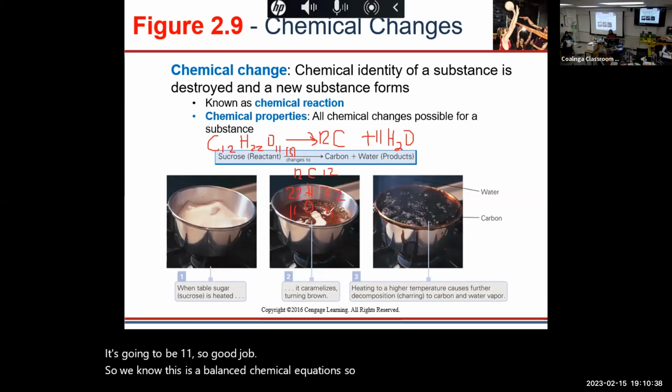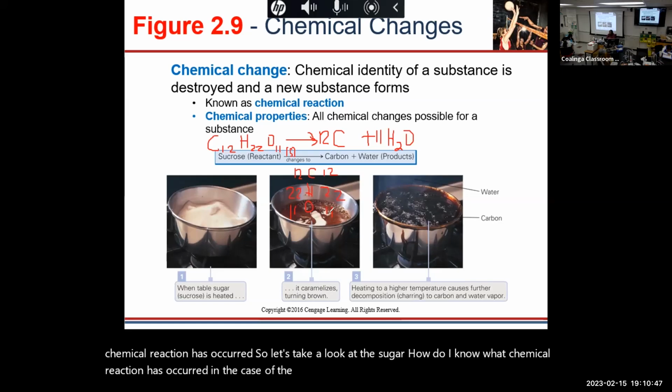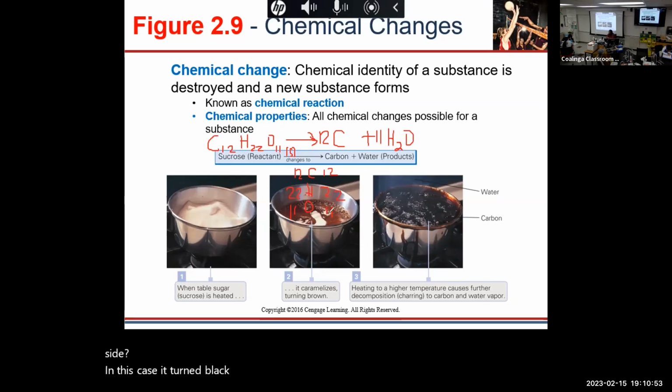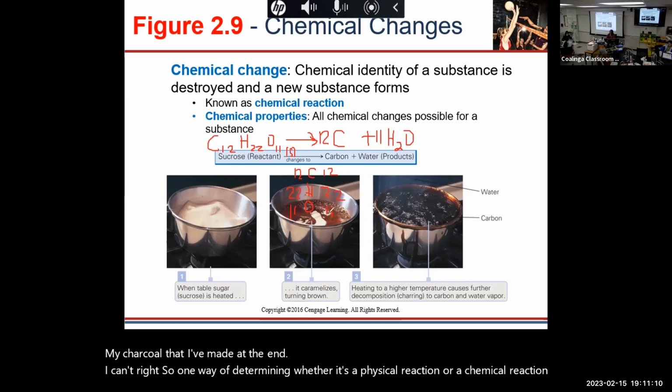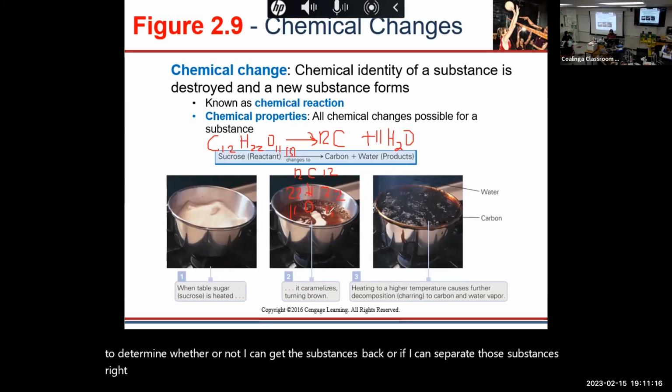So what is one way that I can tell that a chemical reaction has occurred? Let's take a look at the sugar. How do I know a chemical reaction has occurred? It turned black and started to probably smell really bad. Yes, it turned black and it probably smelled really bad. Can I get sugar back from the charcoal that I've made at the end? No, I can't, right? So one way of determining whether it's a physical reaction or a chemical reaction is to determine whether or not I can get the substances back, or if I can separate those substances. In this case, I can't. So I know that this would be a chemical reaction. It has chemical properties, right?